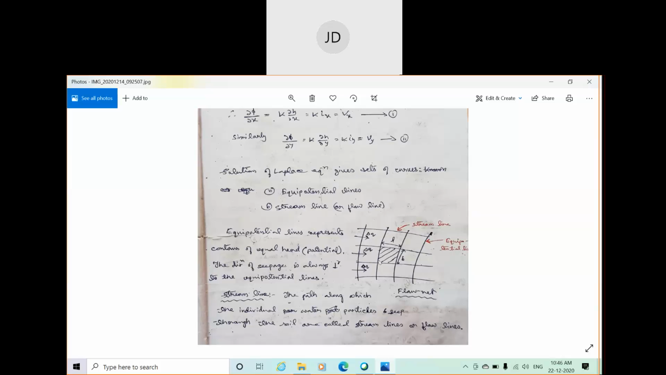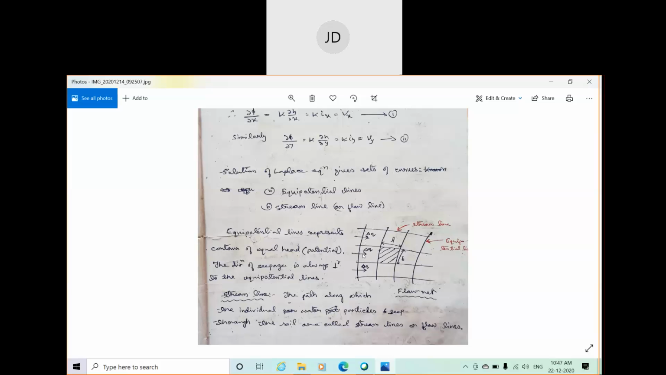They are theoretical or imaginary lines. You cannot see them, but to study the seepage of water under pressure, you can use the help of flow net. And what is flow net? Flow net is a combination of, or a representation of, equipotential lines and streamlines.